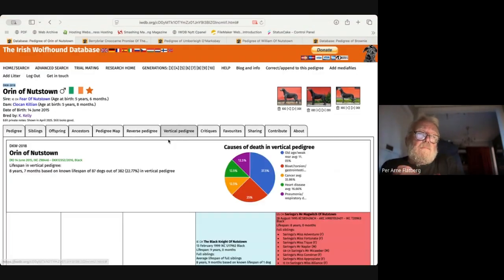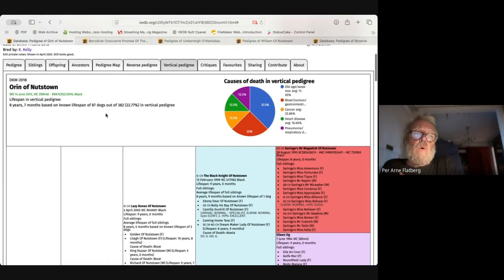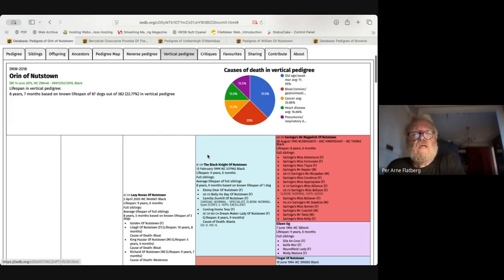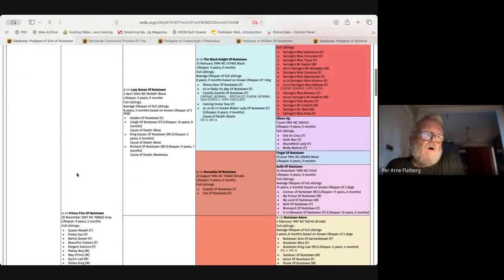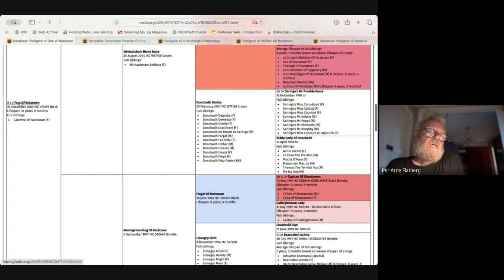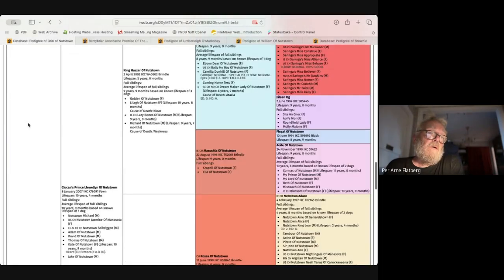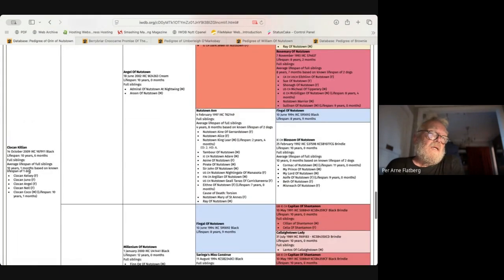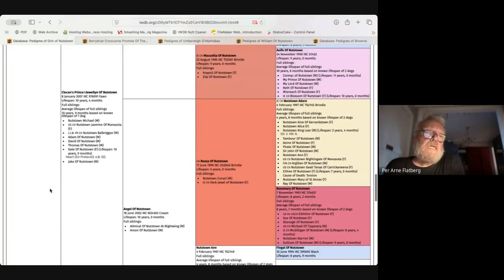The vertical pedigree is a bit like the ordinary pedigree, except that it also lists all the siblings of the dogs in the pedigree. So here, Per Arne, which is Orion's father, is also his uncle here, Koimi Onastone, and the siblings of his mother here. And you'll see that all the way.